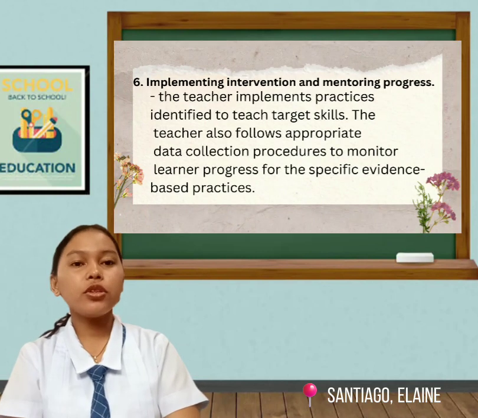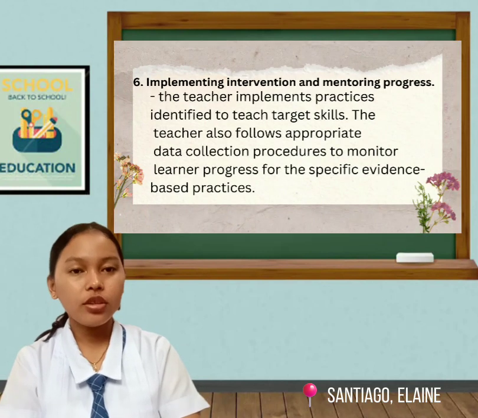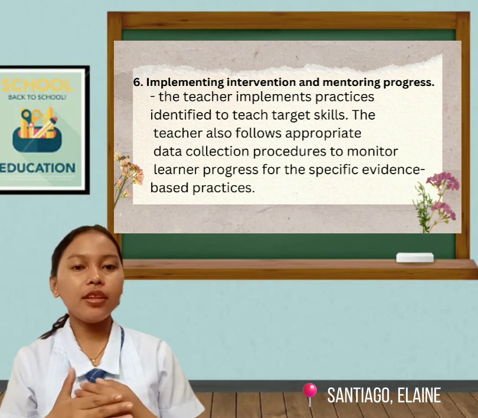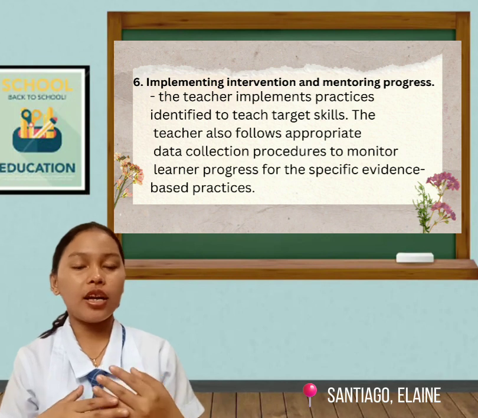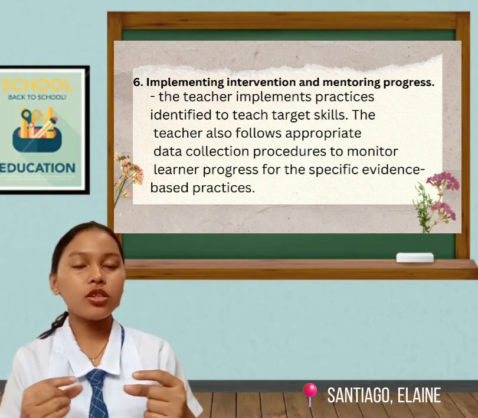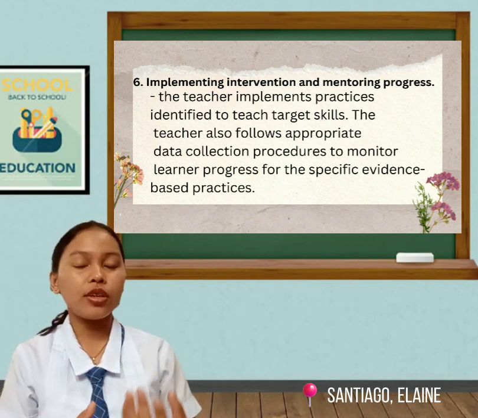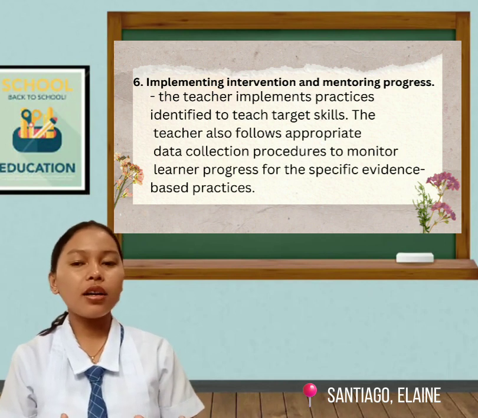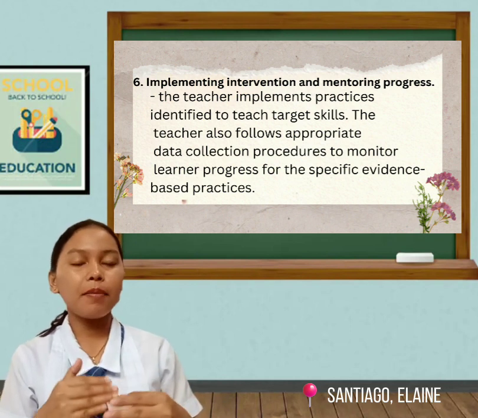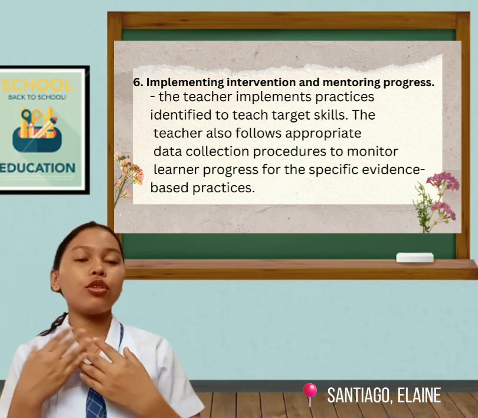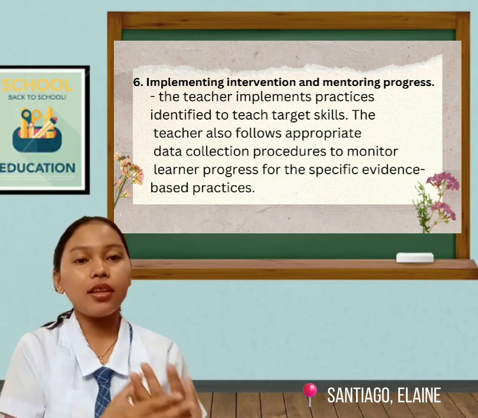And last is number 6, implementing intervention and monitoring progress. So, ibig sabihin, para malaman ng teacher kung saan mahina or malakas yung students niya, pwede siyang gumawa ng database kung saan mamamonitor niya kung may progress nga ba sa pagtuturo niya sa estudyante niya. And then, kung mapansin niya na may mahinang makaintindi or maka-catch up yung students niya, pwede siyang gumawa agad ng intervention para mas madaling makaintindi yung bata.